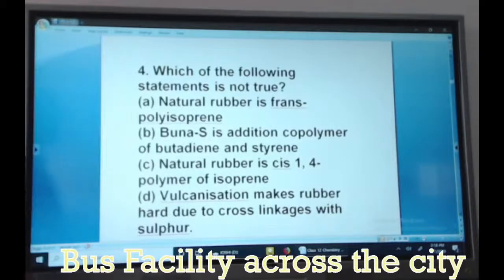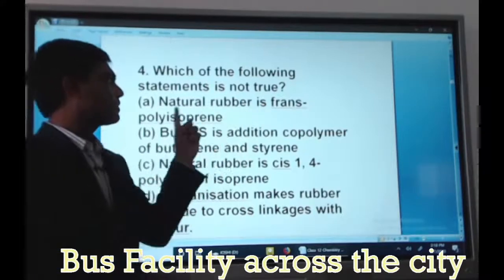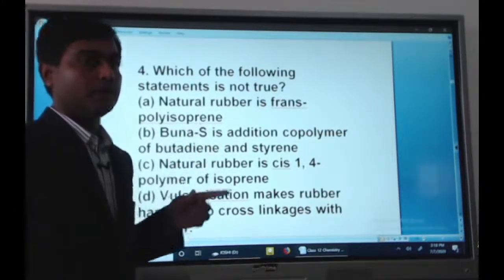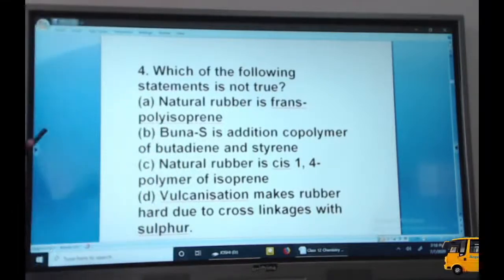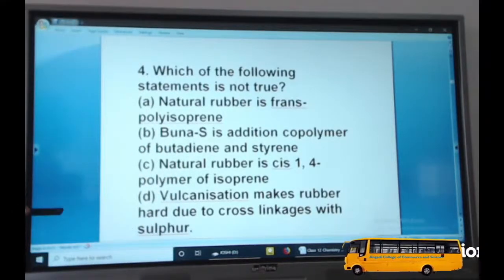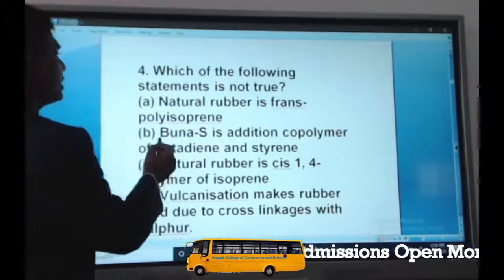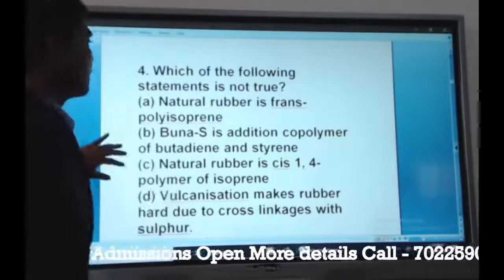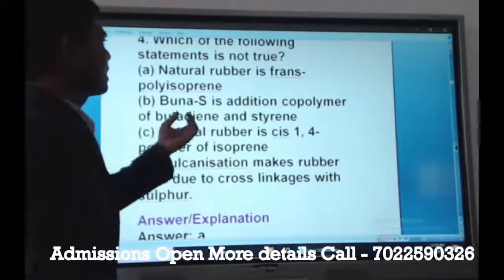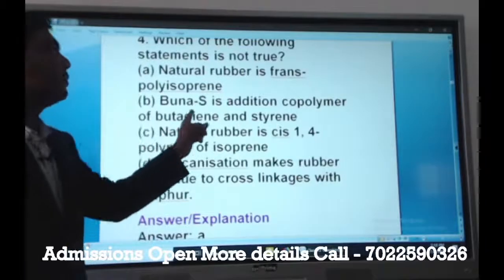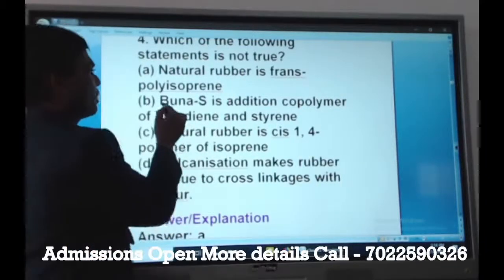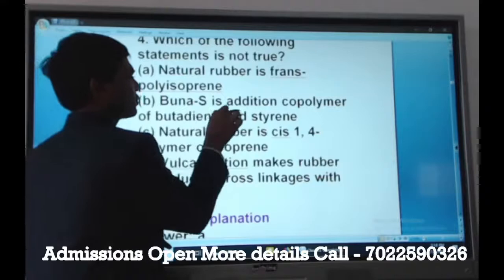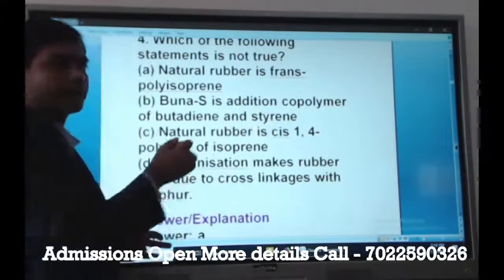Which of the following statements is wrong? Here he has given 4 statements. Which will be the wrong one? Let's see. Natural rubber is a trans-polyisoprene. Two minutes ago I told you natural rubber is made up of isoprene. So here it is a trans-polyisoprene, whether it is correct or not. Next, Buna is an addition copolymer of butadiene and styrene. Bu means butadiene, Na means sodium, S means styrene. It may be correct or wrong.